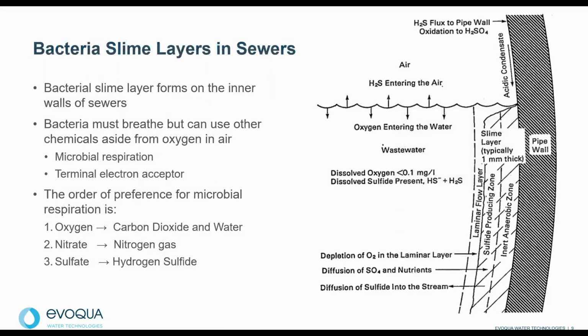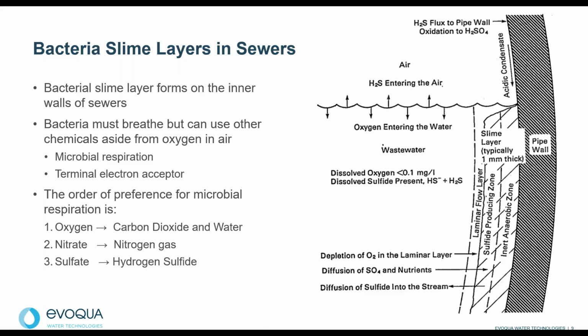So how does sulfate get into the water supply? If we were to take a sewer pipe and look at a cross-section of it, we often find an area of the pipe's inner wall where bacteria can grow, known as the slime layer. This slime layer is only about 1 millimeter thick and is home to a variety of bacteria and microorganisms commonly found in wastewater. Sulfate-reducing bacteria, SRBs, need oxygen to survive.